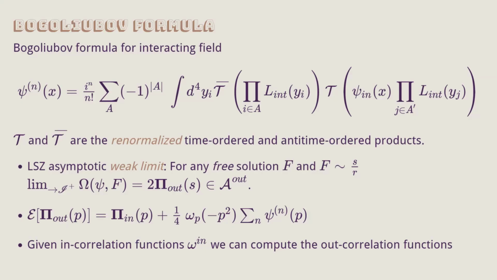So I'm going to assume an LSZ style asymptotic weak limit. For people not familiar with this, the limit goes to psi plus omega psi f. What is it saying physically? You take an interacting field psi and you take a free solution, and you compute its symplectic form. Usually I think of these as having some classical expressions as functions of coordinates.